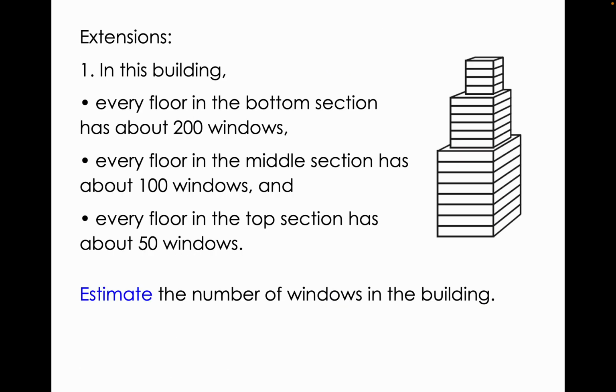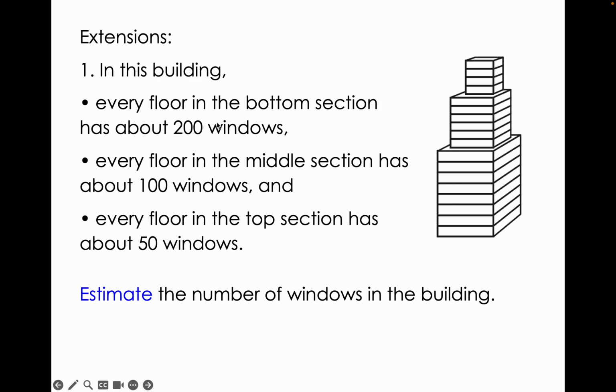All right, so here's an extension. In this building, every floor in the bottom section has about 200 windows. Every floor in the middle section has about 100 windows, and every floor in the top section has about 50 windows. So if you would like to do this extension, go ahead and estimate the number of windows in the building now. Okay, I'm going to model how I would do it.